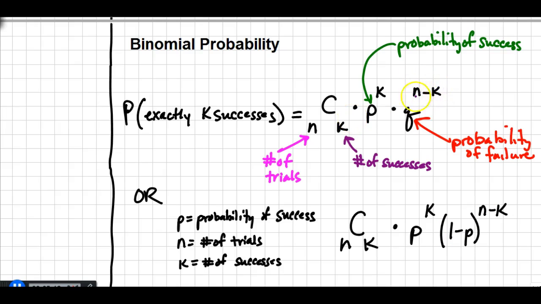The exponent here on the q, or the probability of failure, I want to clarify what that means. Basically, the two exponents that you have here for p and q together need to combine to make whatever n is. So if your n is a 7 and your k is a 3, the exponent here would have to be 4, because 3 plus 4 would make the 7. So just make sure the exponents add up to n.